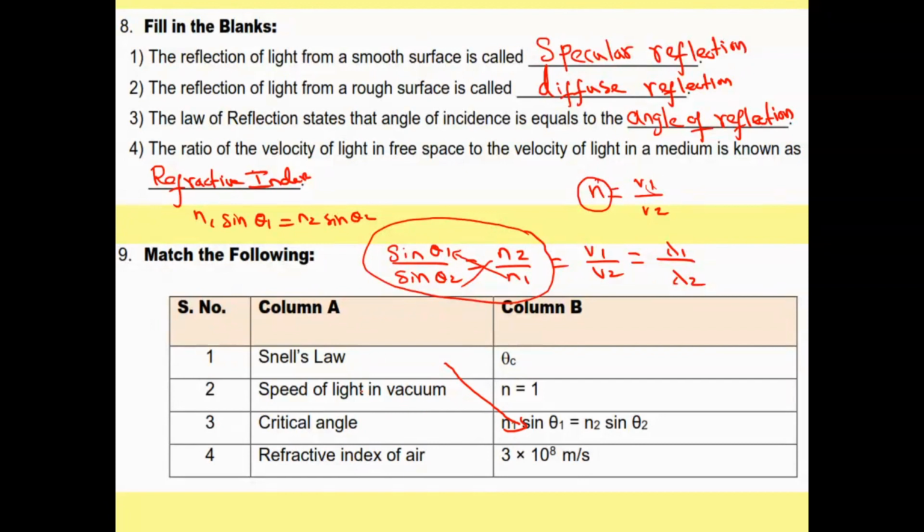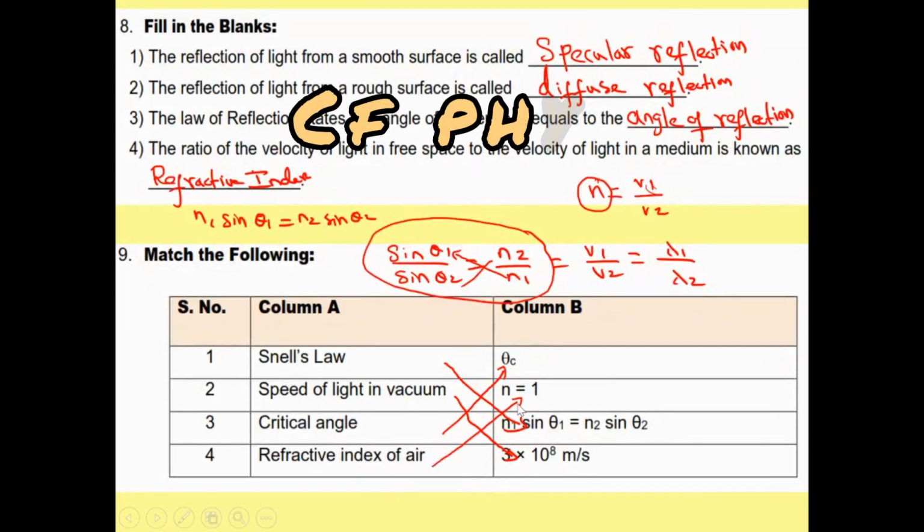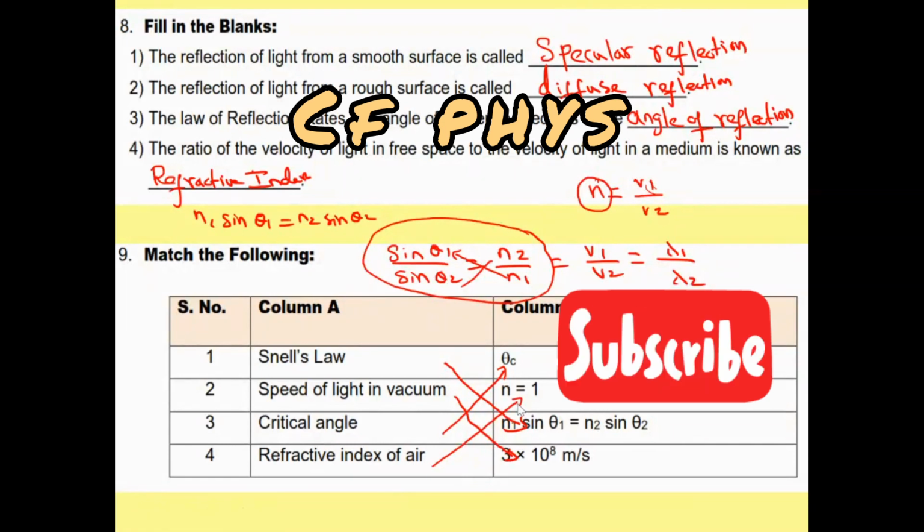And the second question, what is the speed of the light in vacuum? We solved many questions. The speed of the light in vacuum, which is considered the speed of the light in air, takes the value of 3 multiplied by 10 power 8 meter per second. And third question, critical angle. Critical angle should be denoted with the symbol theta c, theta suffix c. Refractive index of the air: the constant value for the refractive index of the air is 1. So the answer for the fourth question is n equal to 1. Clear? So this is the answer for the ninth question. That's it. Thank you.